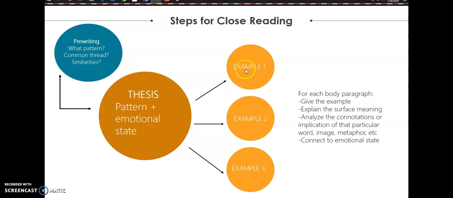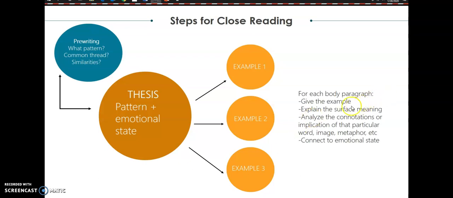Those 3 examples will each become a body paragraph. And I know it seems right now, how in the world are you going to be able to write an entire paragraph about a single word or about a single image or a single metaphor? But trust me, you can.